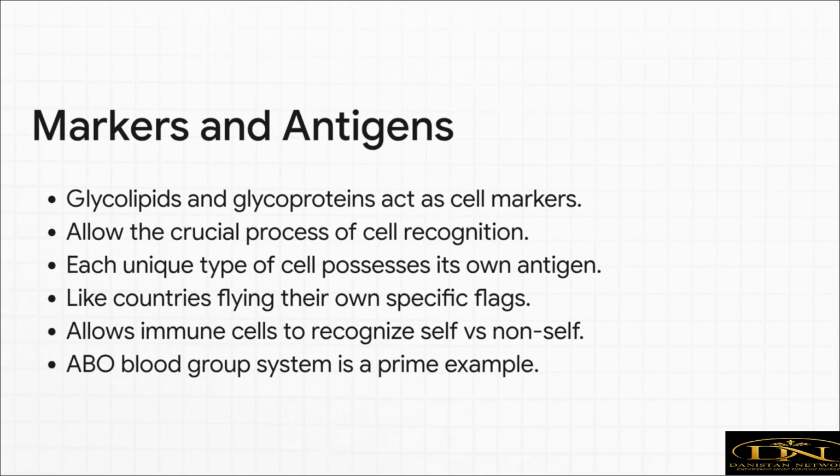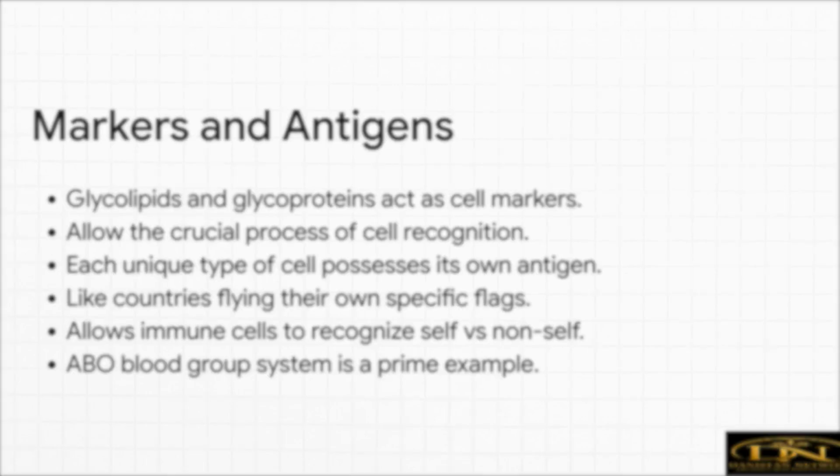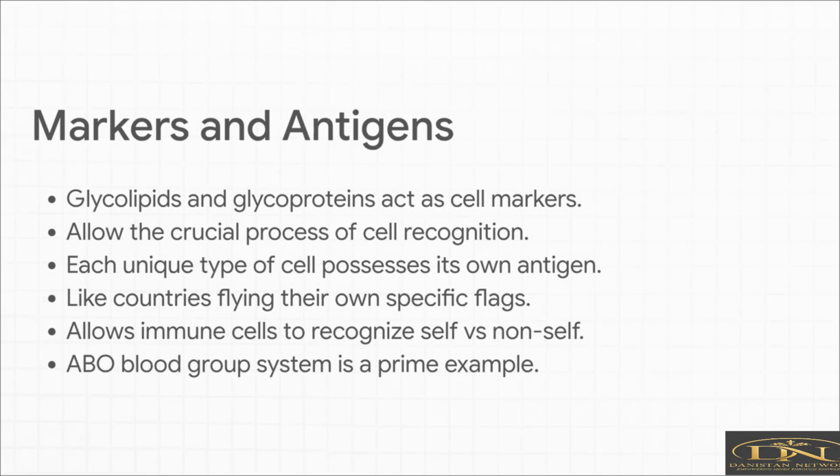Building directly on that, the glycocalyx acts as a cellular ID card. Specific glycolipids and glycoproteins function as vital cell markers, or antigens, facilitating cell-to-cell recognition. Think of it this way: each unique type of cell essentially flies its own specific molecular flag, just like different countries flying their own flags. By checking these flags, your immune system can recognize self from non-self in organized tissues safely.